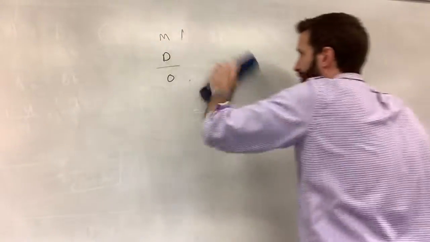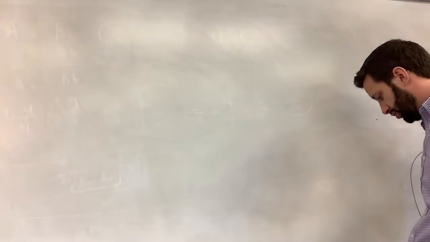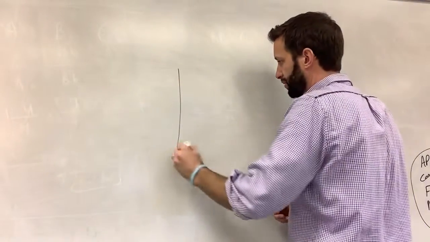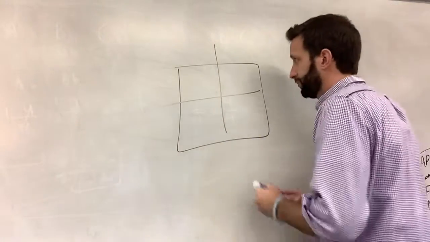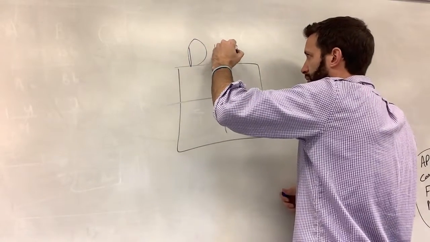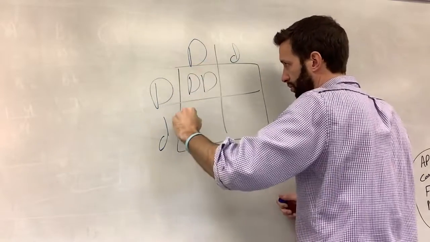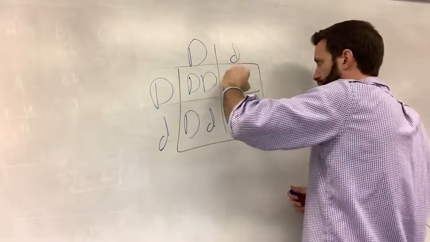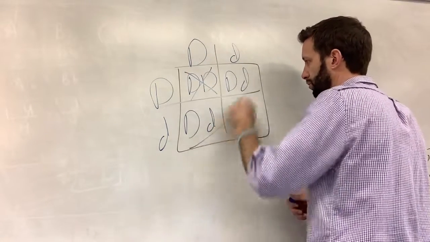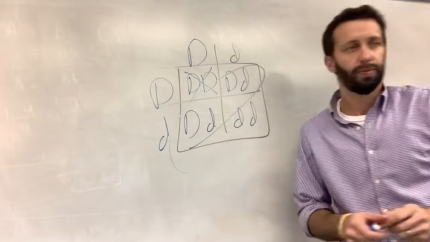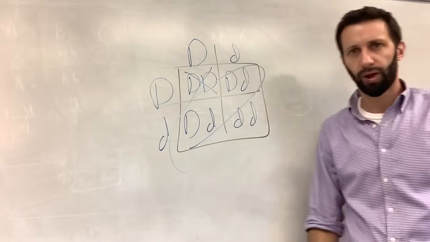All right, let's look at dwarfism. Dwarfism is a unique dominant disorder. You run it like this. We'll do big D, little d, big D, little d. Dwarf, dwarf, dwarf, dwarf, normal height.